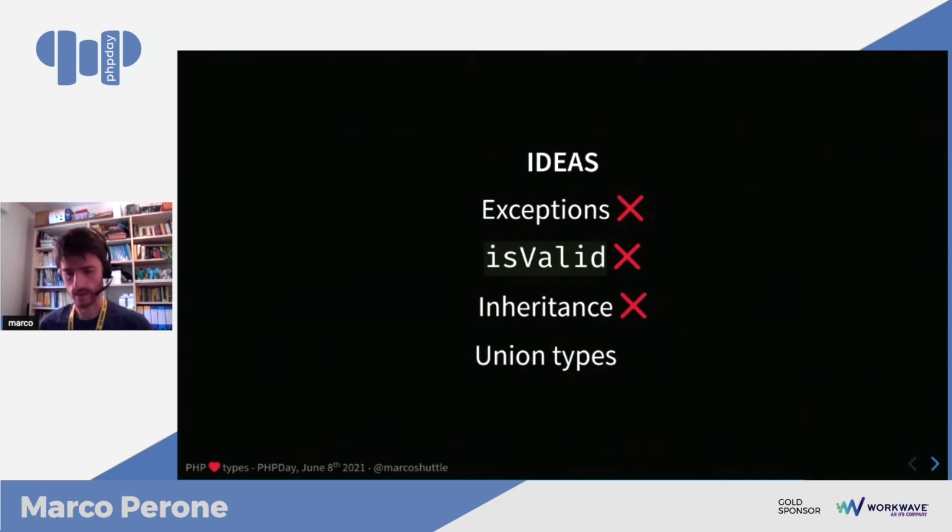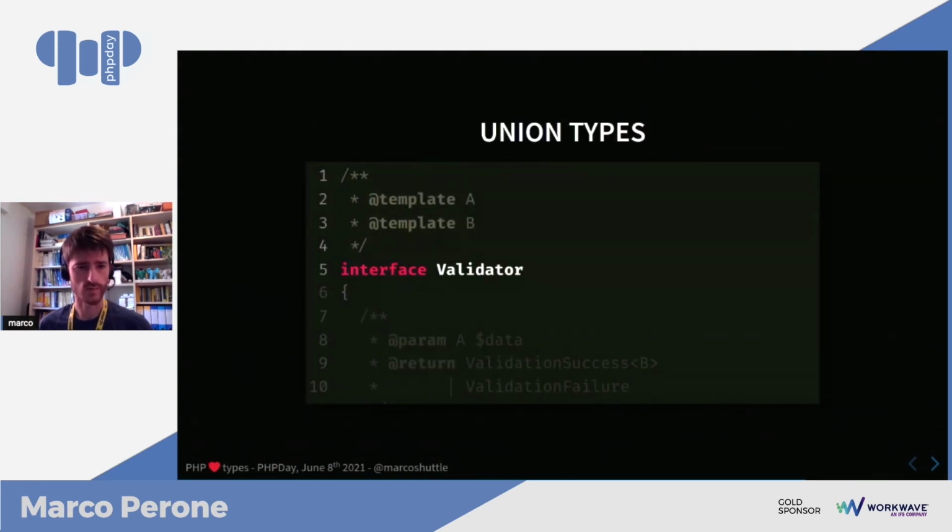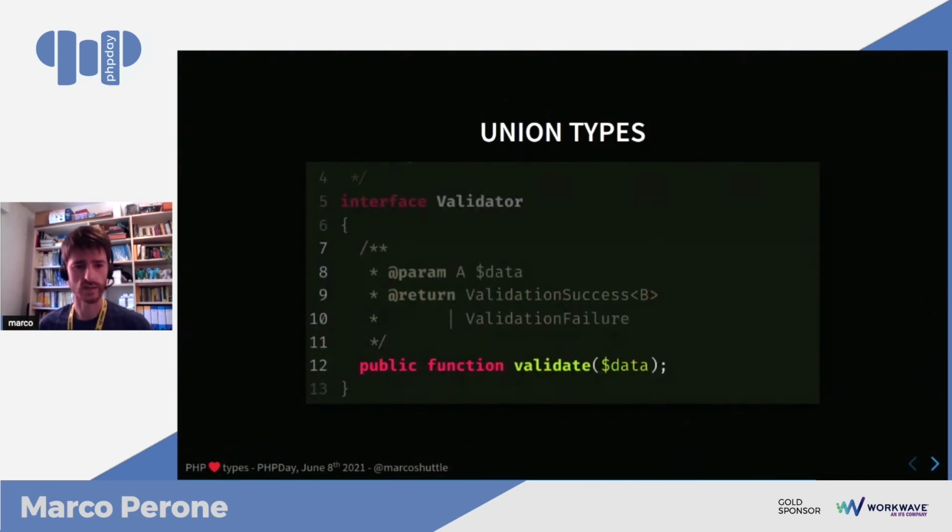Let's look at the fourth one, which is using union types. So we go back to our validation interface. We have our two type parameters, one for the input and one for the output, basically. And we say that the validate method takes an input of type A and returns either validation success containing something of type B or a validation failure.